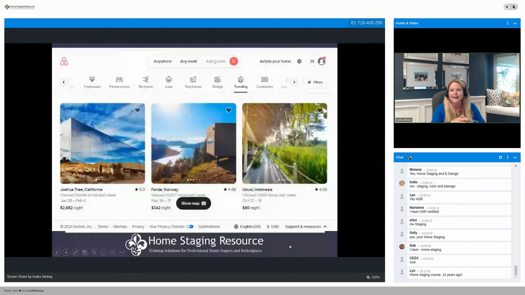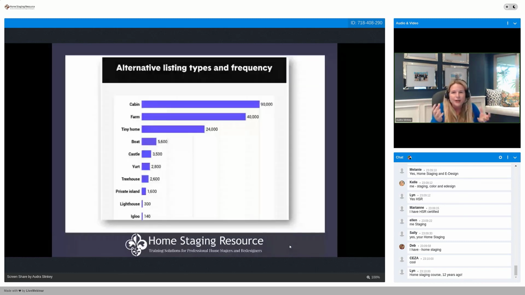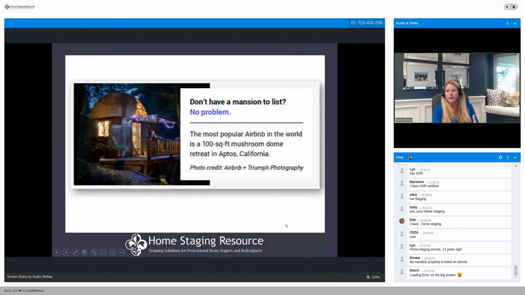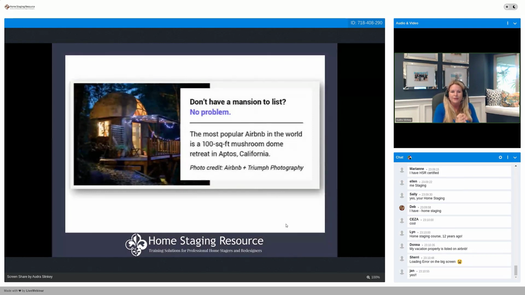What makes Airbnb unique from VRBO, and I'm really going to focus on that, is it's just got so many alternative listings. Maybe you saw some of their latest ads where they're showing farms and cabins, tiny homes, boats, and it really fuels people's sense of adventure. And in case you were wondering, maybe I want to put my own Airbnb on the market, but it's not fancy. Did you know that the most popular Airbnb in the world is a 100 square foot mushroom dome retreat in Aptos, my hometown? How funny is that?